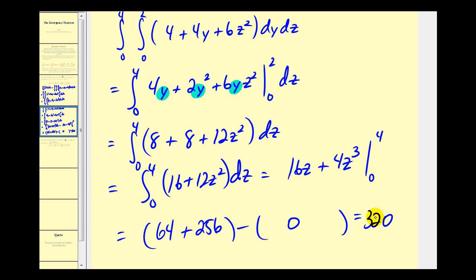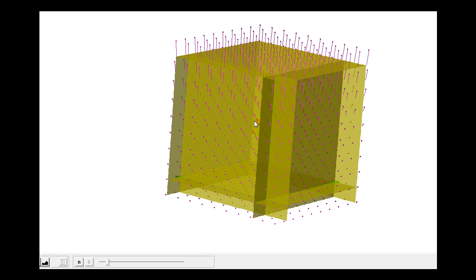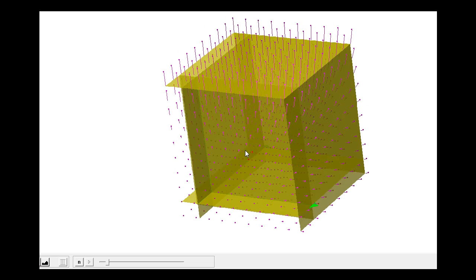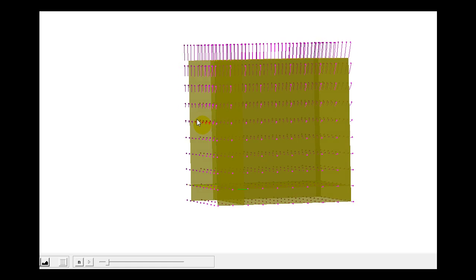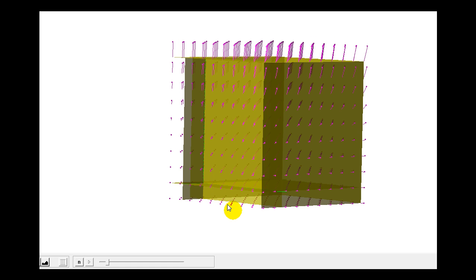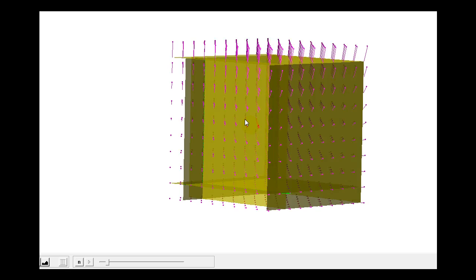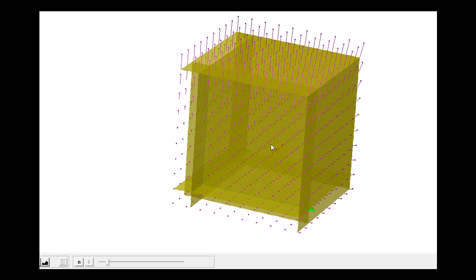So since our unit normal vectors are pointing outward, and this is a positive value, this tells us our flow rate out of the box. Now, even though all of these vectors appear like they're pointing upward, the vectors toward the bottom that are pointing in toward the box are much shorter, and therefore the net result is an outward flow from the box.